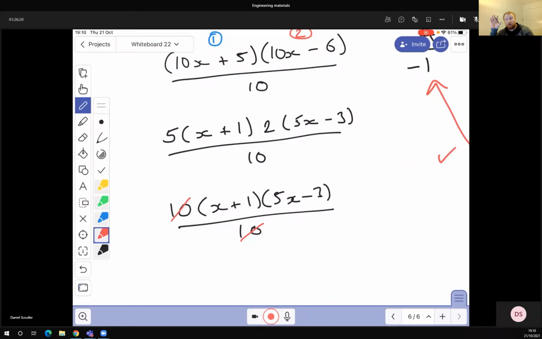That will push you in an exam situation. It could potentially come up. If you work through that process and get that, be very, very happy. So our final fully factorised term, x plus 1, 5x minus 3.